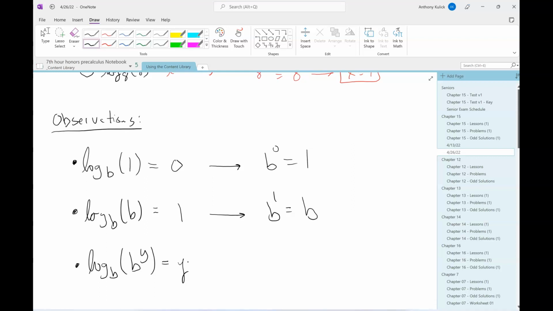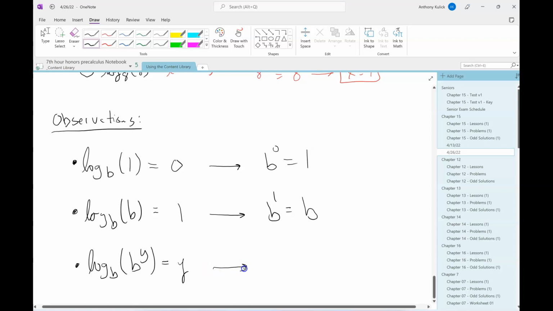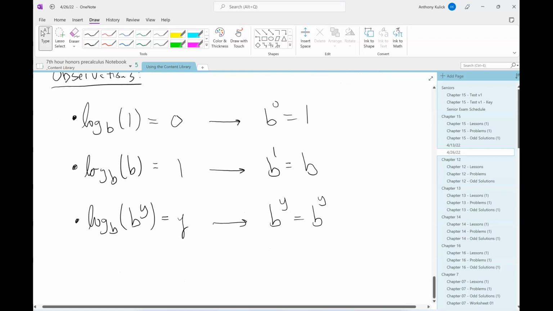Notice that this is just a special case of the more general case of the previous 3. If I try to recast this as an exponential equation, I just get b to the y is equal to b to the y, which, golly gee, that better be true, or else we've just broken math here. Or you're living in a brave new world where things don't have to equal themselves. Yikes. And then my last observation is b to the log base b of x. What does that have to equal?